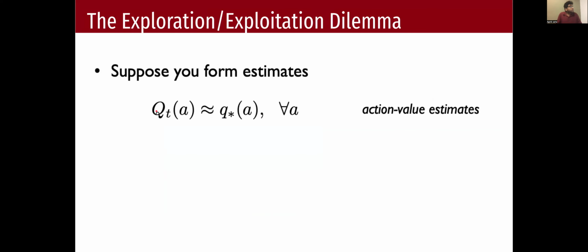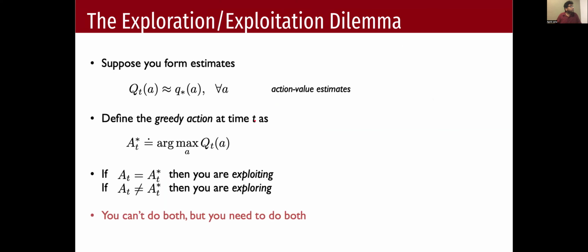So suppose you form some estimates. So this is like action value estimates. This is my optimal action, and this is the set of actions. Now define some greedy action at time step t. So what should be the best action? If you take the arg max of the Qt, where Qt is over the available actions.